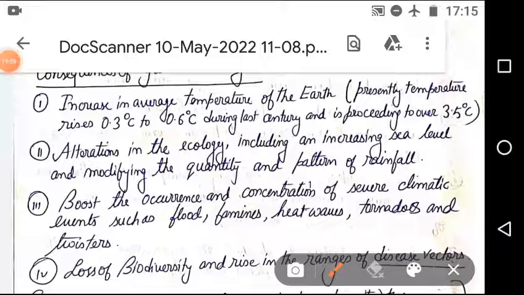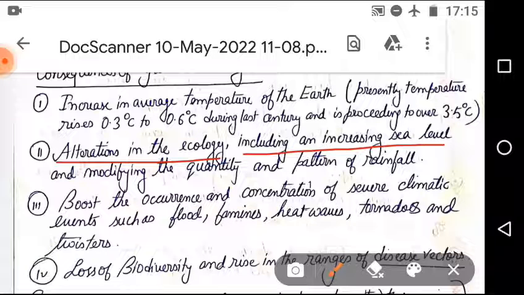There will be alterations in the ecology and in the ecosystem, including a rise in the sea level, and the quality and pattern of rainfall will be modified. So due to the increase in the temperature of the earth's surface, our weather pattern, better to say climate pattern, is going to change. As we can see, we are expecting a delayed monsoon, we are expecting a dry winter, but here the winter is going to be wet.